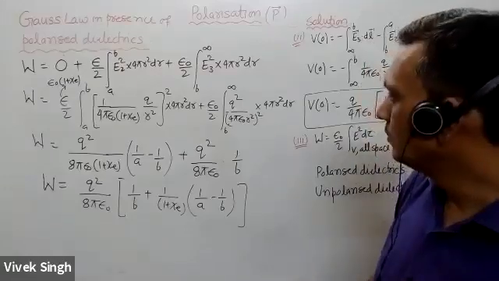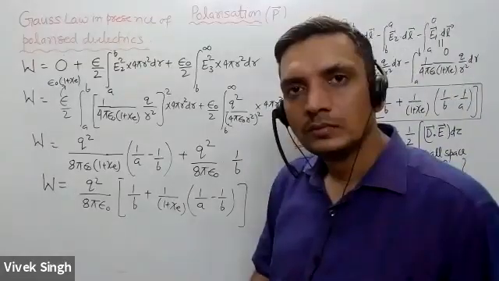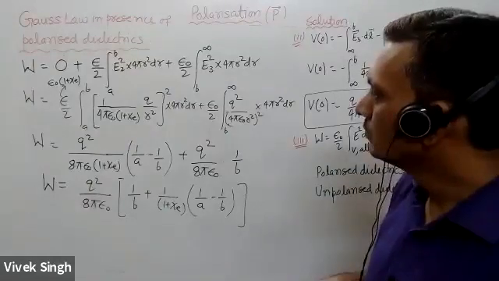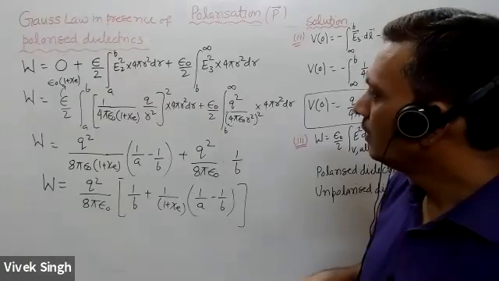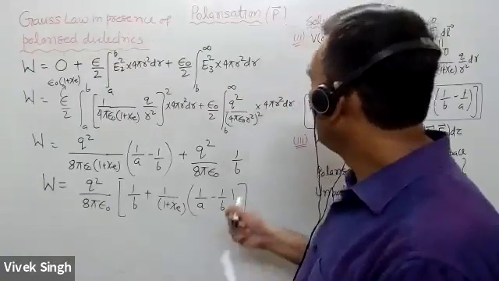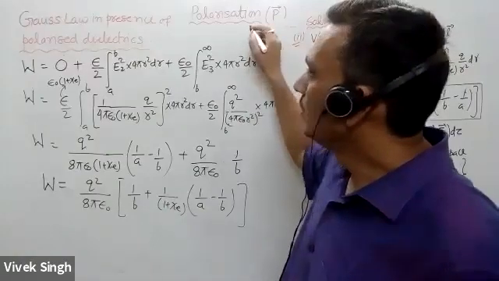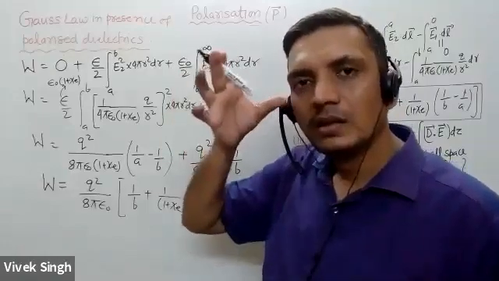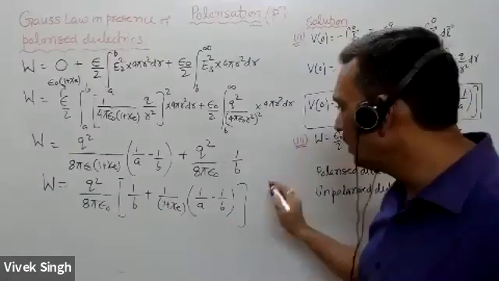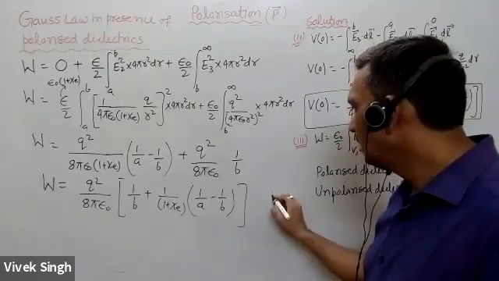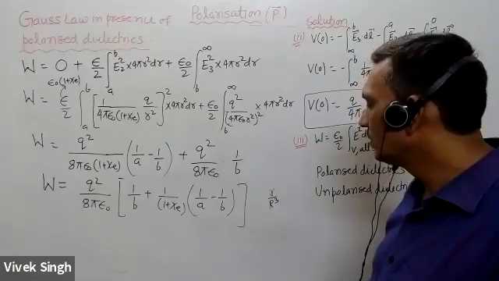If you have any doubt, you can ask. Sir, in region A to B, the electric field we have found out is small r by capital R cube, but here we are using q by r square. Just tell me, listen to what you are saying. Small r by capital R cube, inside the dielectric.